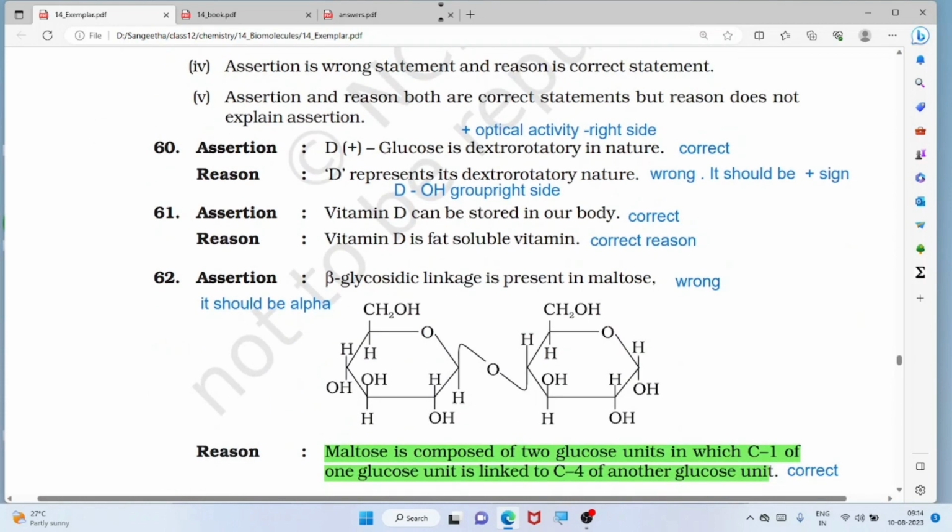D-glucose is dextrorotatory in nature. Yes, this is correct. D represents the, no, this plus represents the dextrorotatory. D is for the OH group being on the right side. Plus is the optical activity. Okay. Plus sign is this dextrorotatory.